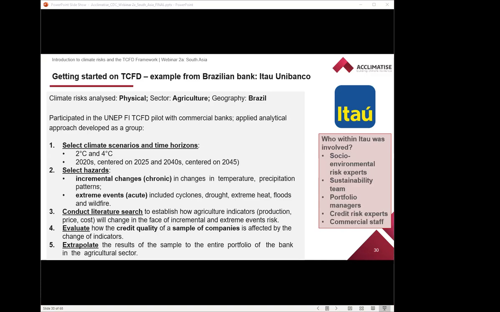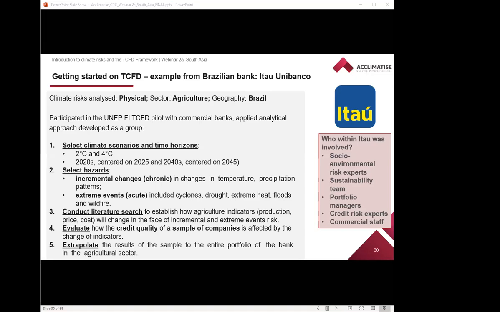You can see there's steps listed out that they took, kind of simplified steps there. They first selected climate scenarios and time horizons, as well as a set of physical climate hazards that cover, importantly, incremental, and in TCFD language this means chronic hazards, and extreme events, in TCFD language, that's acute hazards. The group in Acclimatise had conducted a full literature search of the existing climate impact studies in the agriculture sector. It's a very well-studied sector, so we were quite lucky there. Not all sectors are well studied, it's important to flag that, but we had located studies which really help show how these hazards affect agricultural indicators such as production levels, prices, and costs.